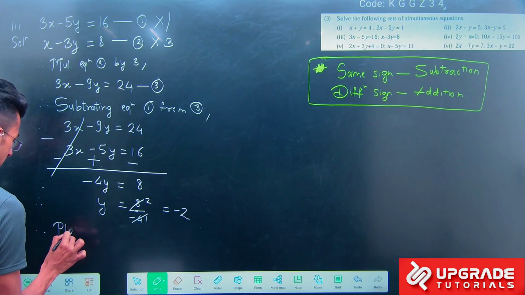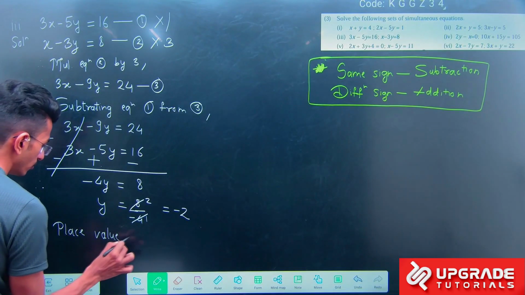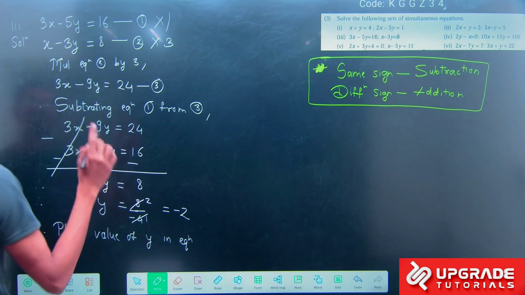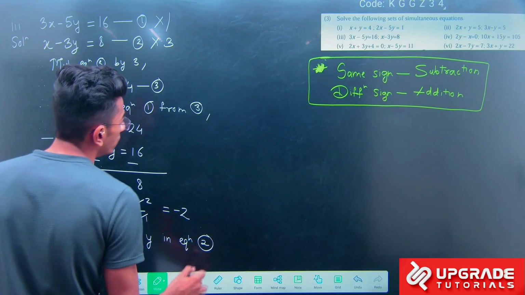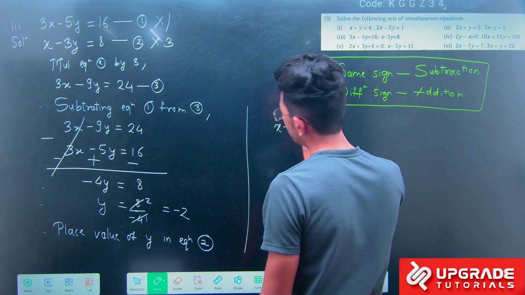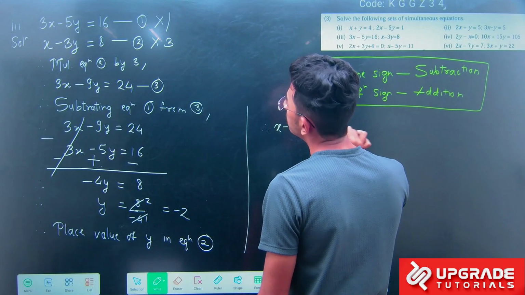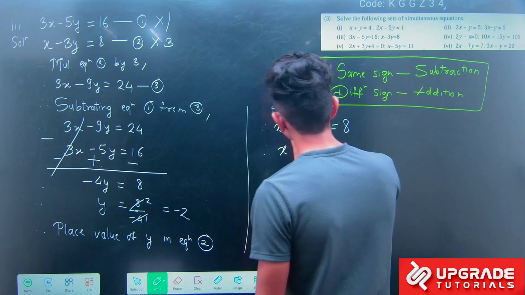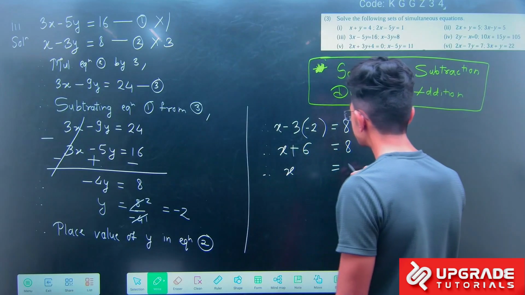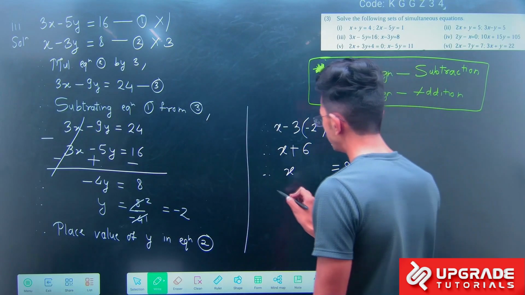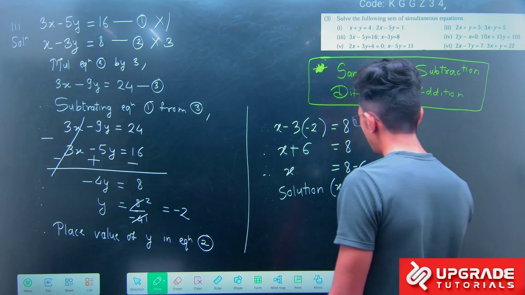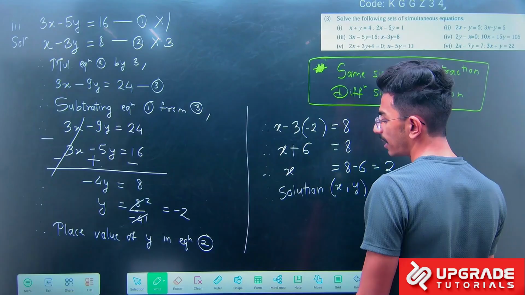Now place value of y in any one equation you can place. I will place in equation number 2. Therefore, x minus 3, what is the value of y? Minus 2 is equal to 8. x is equal to minus minus become plus, 3 2s are 6 is equal to 8. Therefore what is the value of x? 8 minus 6 is nothing but 2. Therefore our solution is x comma y, which is 2 comma minus 2.